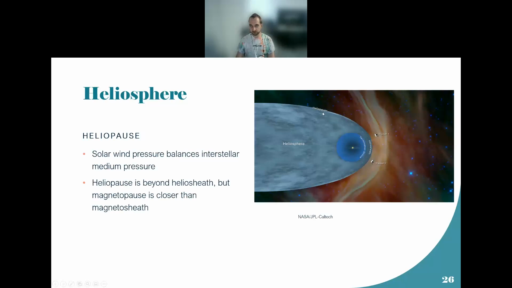Now the outer boundary is called the heliopause. And what's physically important about the heliopause is that it's where the solar wind's pressure balances the pressure of the interstellar medium. The medium in between stars, the plasma in between stars, has a pressure, and so does the solar wind, and where those pressures balance is called the heliopause. Again, I don't want you to get confused about the ordering of pause and sheath. The heliopause is beyond the heliosheath, but the magnetopause is closer than the magnetosheath.